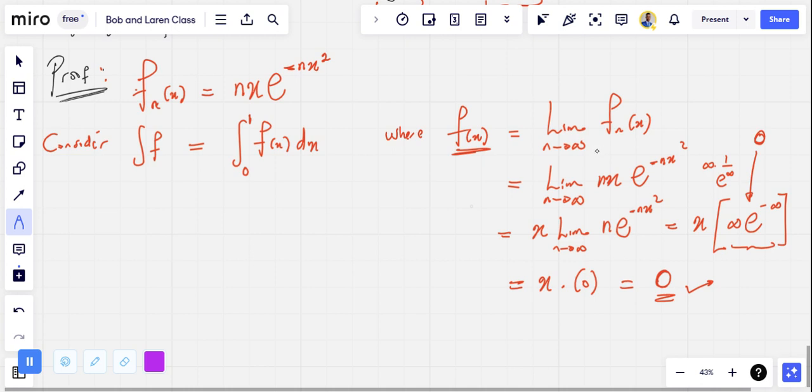But I believe that any sequence of functions that converges uniformly always converges pointwise, but the converse is not always true. Please take note of that. The converse is not always true. So since this is equal to zero, that means f_n(x) converges pointwise to f(x), where f(x) is equal to zero in that case.